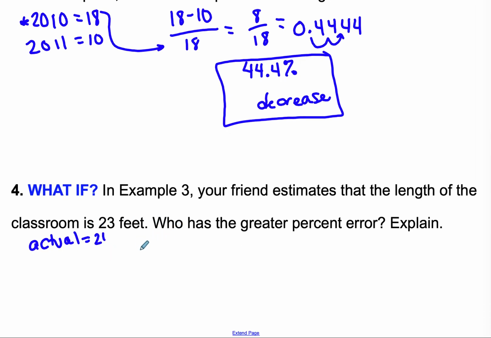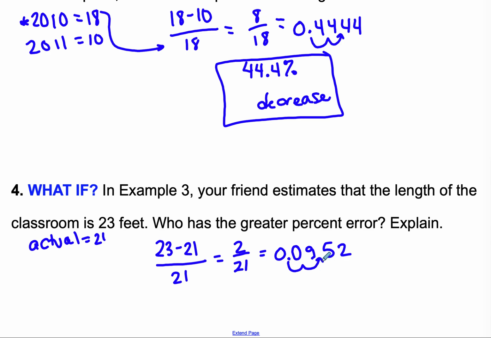Okay, so we're going to subtract 23 minus 21. We're still going to divide by 21. All right. And then we're going to divide. We're going to do 2 divided by 21. We're going to get 0.0952. All right, so I'm going to get 9 point, and then the number after that 5 is a 2. That tells me that the 5 is going to round down. It's going to stay 5. 9.5% error.